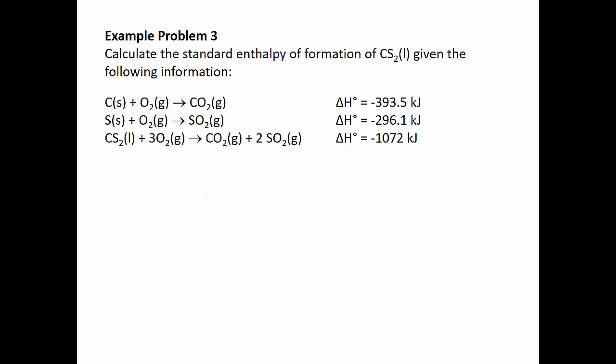Okay, so this is how we write the reaction equation. If you recall, we know that CS2 is going to be our only product, and it's going to be formed from its 2 elements, C and S. Then we balance the equation so that our final product has a coefficient of 1.